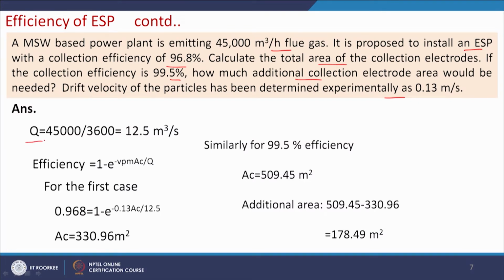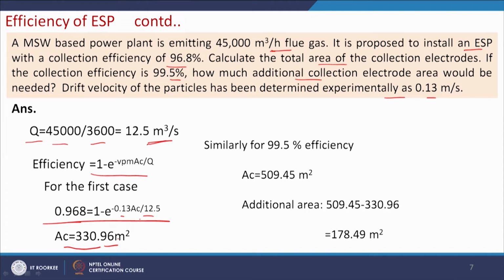Here the volumetric flow rate is given, 45,000 meter cube per hour, so we will convert it into meter cube per second. 45,000 divided by 3600 comes to 12.5 meter cube per second. We have the expression for efficiency: efficiency equals 1 minus e to the power minus V p m A c by Q. For the first case, the efficiency is 96.8%, so 0.968 equals 1 minus e to the power minus V p m, which is given as 0.13, times A c, which we need to calculate, divided by Q, which is 12.5 meter cube per second. By rearranging this expression we get A c equal to 330.96 meter square. So, this is for the first case.